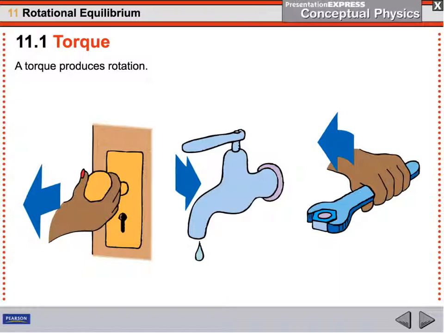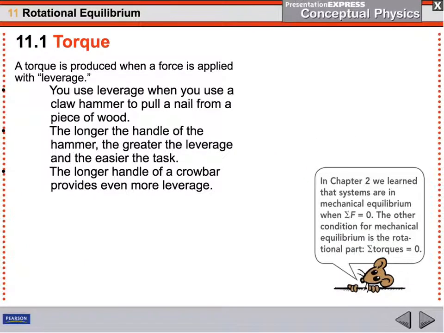So a torque produces rotation. Here are some examples: turning the doorknob, turning a faucet handle, or turning a wrench. A torque is produced when a force is applied with leverage. You use leverage when you use a claw hammer to pull a nail from a piece of wood. The longer the handle of the hammer, the greater the leverage and the easier the task. A crowbar with a longer handle provides even more leverage.